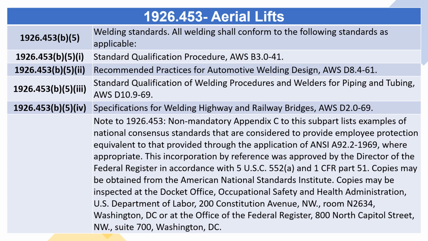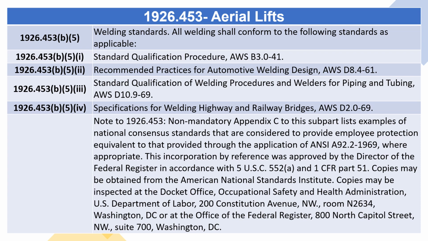1926.453(b)(5) Welding standards. All welding shall conform to the following standards as applicable. 1926.453(b)(5)(i) through (iv): Standard Qualification Procedure AWS B3.0-41. Recommended Practices for Automotive Welding Design AWS D8.4-61. Standard Qualification of Welding Procedures and Welders for Piping and Tubing AWS D10.9-69. Specifications for Welding Highway and Railway Bridges AWS D2.0-69.